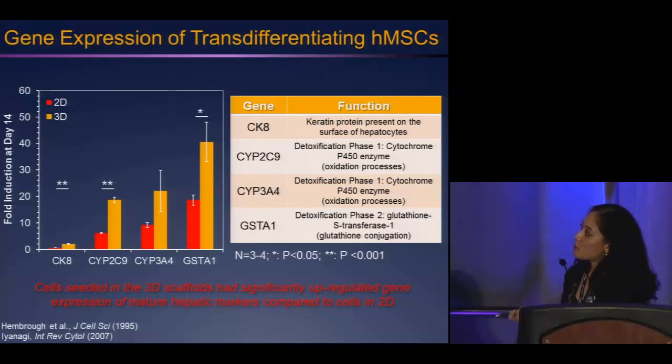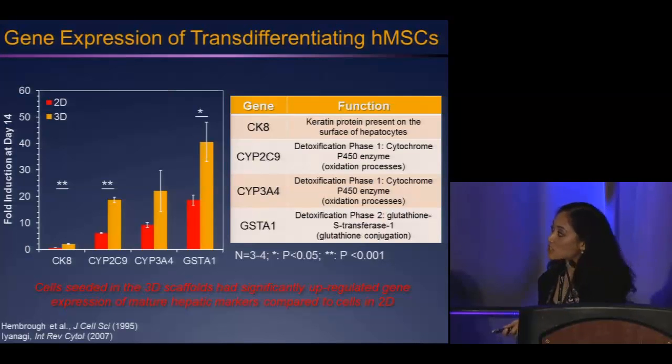Now, if you look at more functional gene expression, we looked at a keratin protein gene, which is CK8, which is present on the surface of hepatocytes, as well as a few detoxification genes, again, specific to hepatocytes. And here we show, again, at 14 days that the upregulation of these hepatocyte-specific markers is greater for the 3D culture environment.